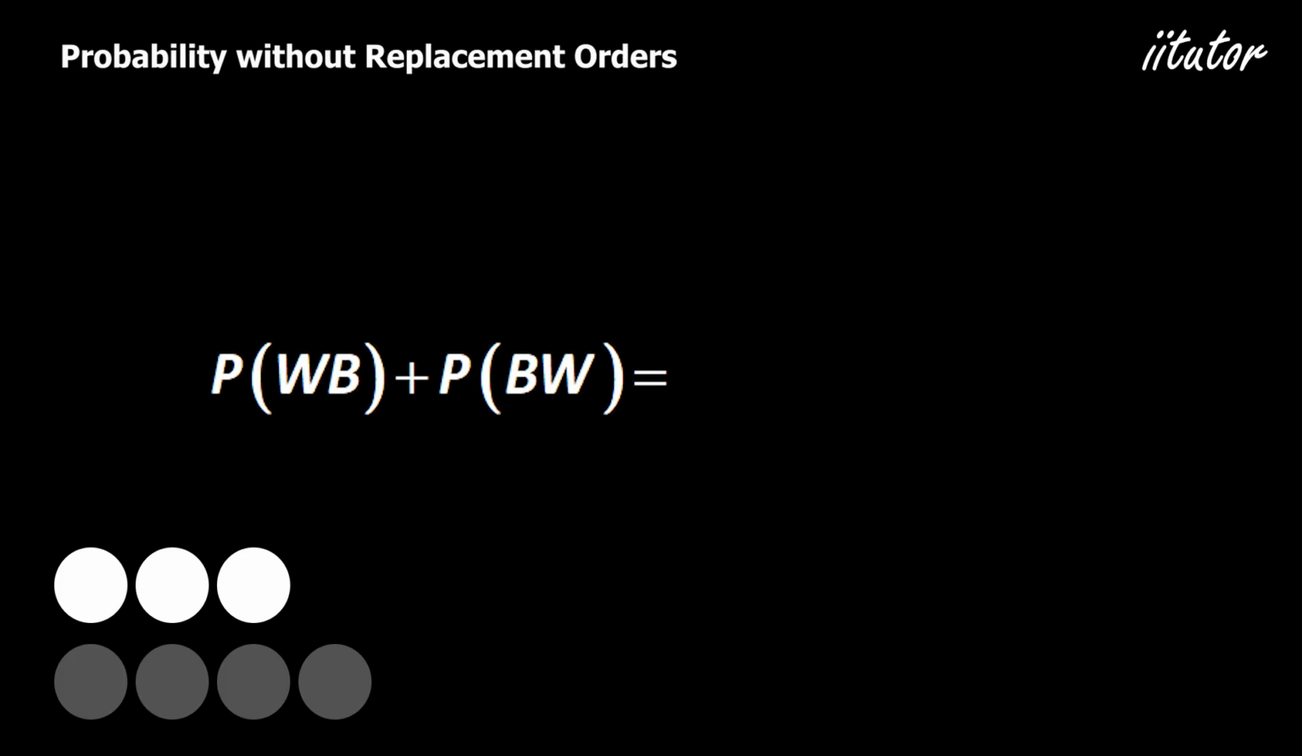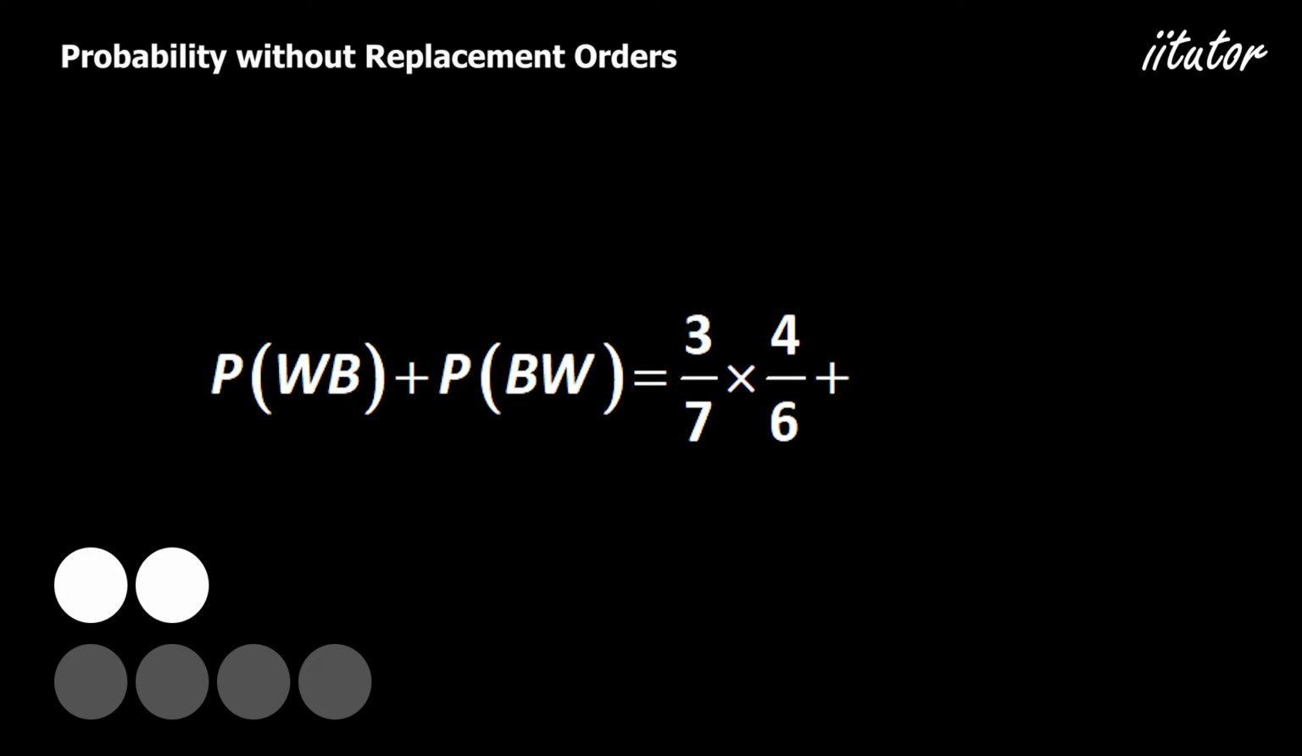So the first case is when I have white and then black. The probability of getting a white is 3 out of 7. And then because I want a black next, there's 4 blacks, but now I only have 6 out of 7 balls left. So it's 4 out of 1 less than 7, which is 6. That's for the first outcome.